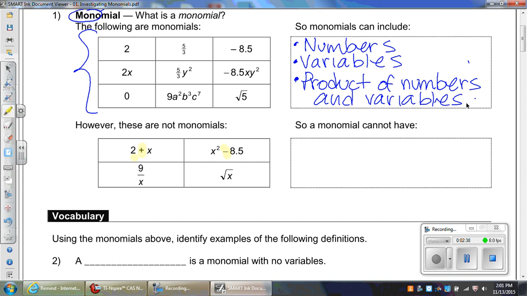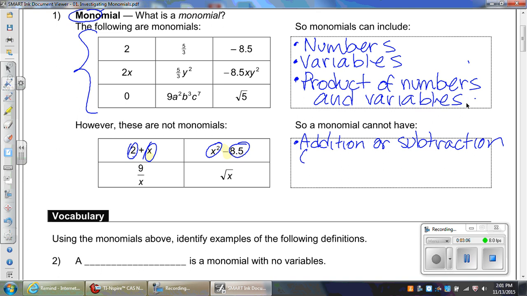These two are actually binomials because they have two terms. So this will be the first term and the second term. And same thing here, first term, second term. So what monomials cannot have is any addition or subtraction. In other words, you cannot have positive or negative signs in between the numbers and the variables.